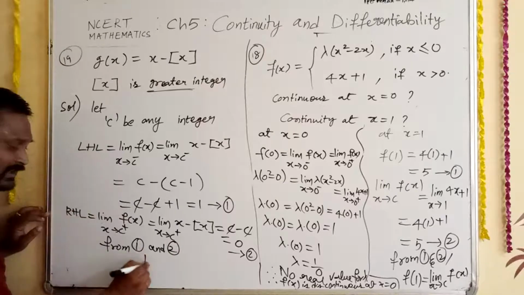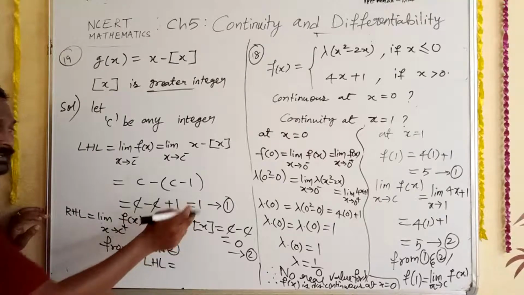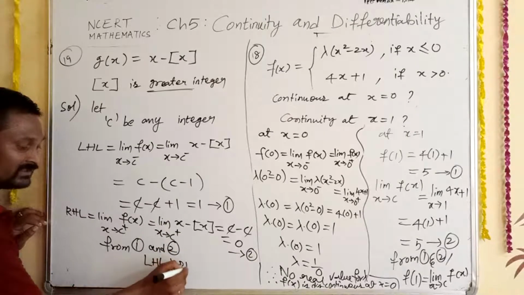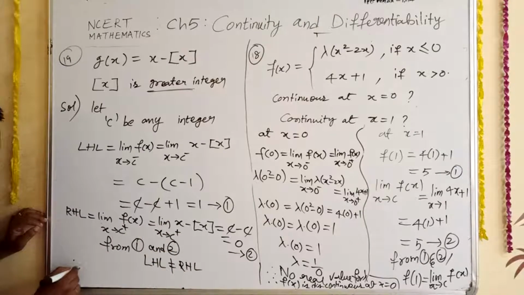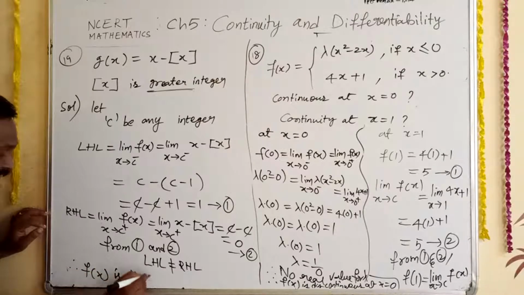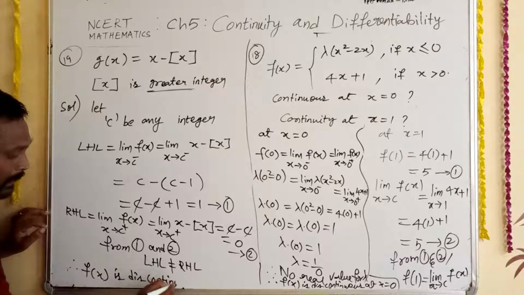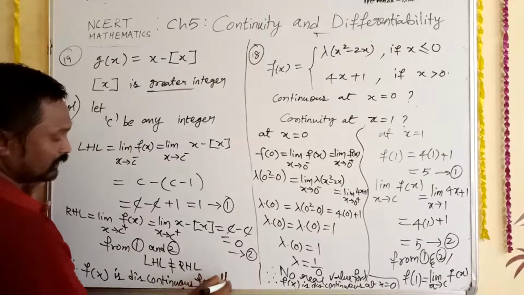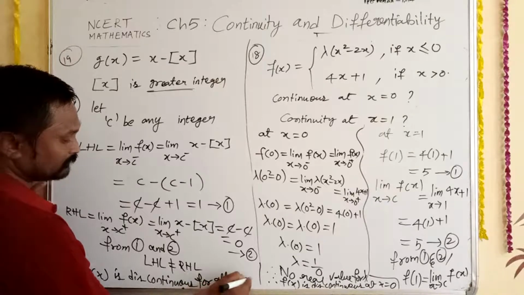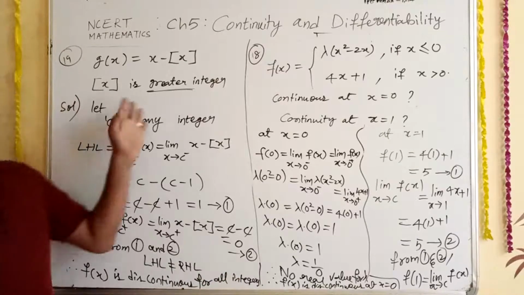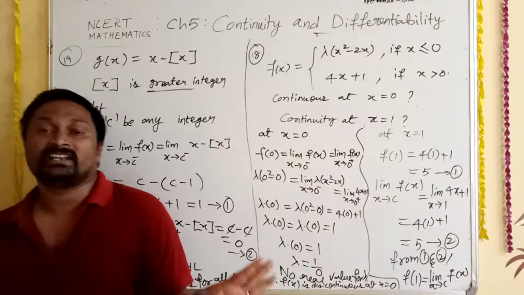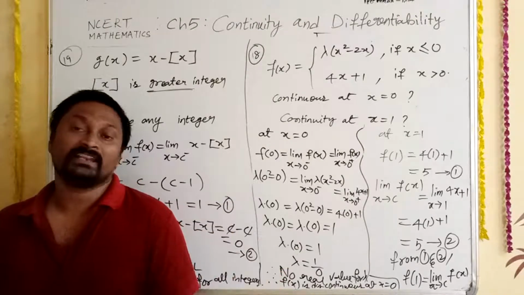Now LHL is 1, RHL is 0. Both are not equal. So LHL is not equal to RHL. Therefore, f of x is discontinuous for all integers. Because we took integer here. In the question they gave integer. If they had not mentioned integer, then we would need to write real number.